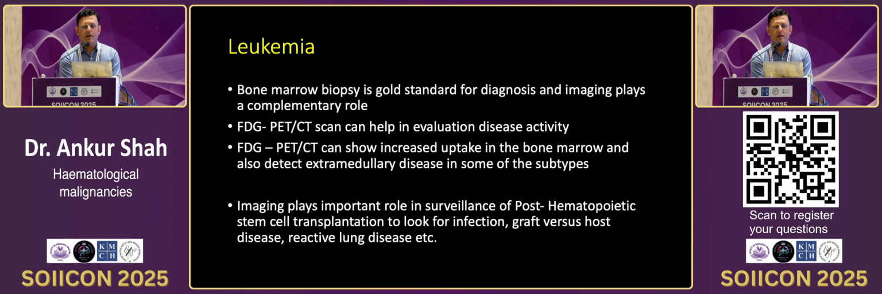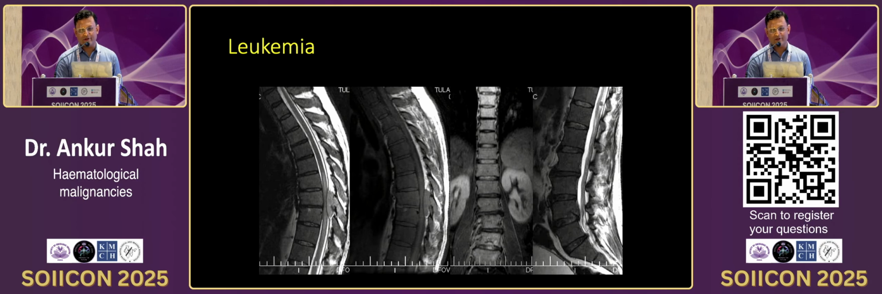Coming to leukemia, the bone marrow biopsy is the gold standard for diagnosis, and imaging plays a limited or complementary role because the appearance is not very specific for leukemia. It can be seen in multiple conditions and we might need to do a biopsy for confirmation. FDG PET, again, helps in evaluation of disease activity. It shows increased uptake in bone marrow, and it also shows us the extramedullary disease in many of the subtypes of these lesions. And of course, imaging helps in detecting the complications which might occur after the treatment.